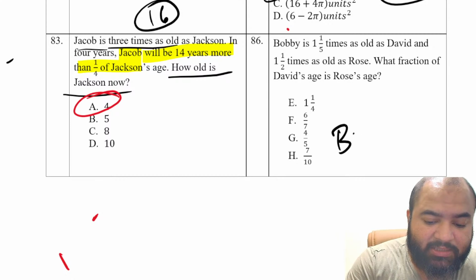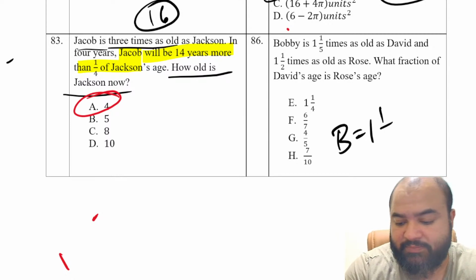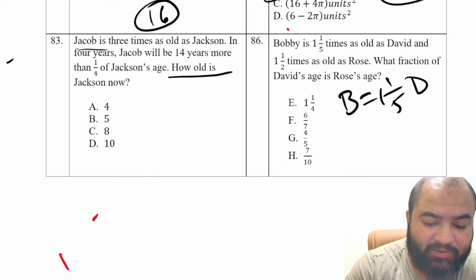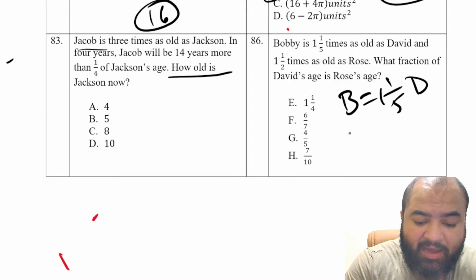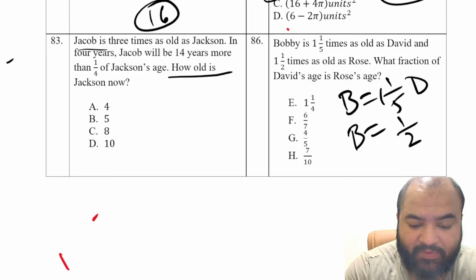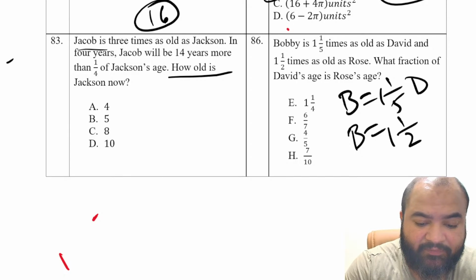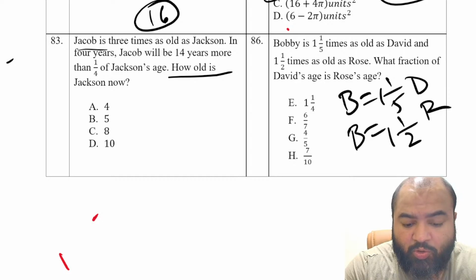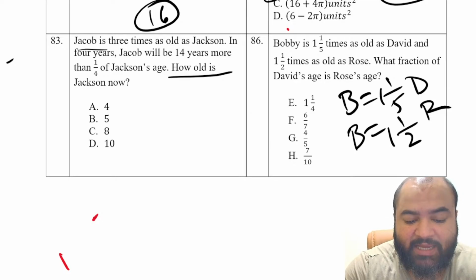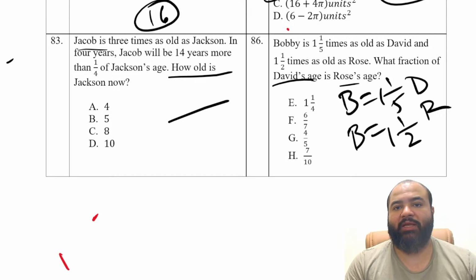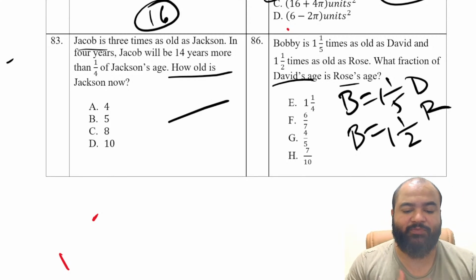It says Bobby is 1 1/5 as old as David, and half. So Bobby is also 1 1/2 times as old as Rose. Now, what fraction of David's age is Rose's age? So I have to make a fraction. Is it David over Rose or Rose over David? Who can tell me that?